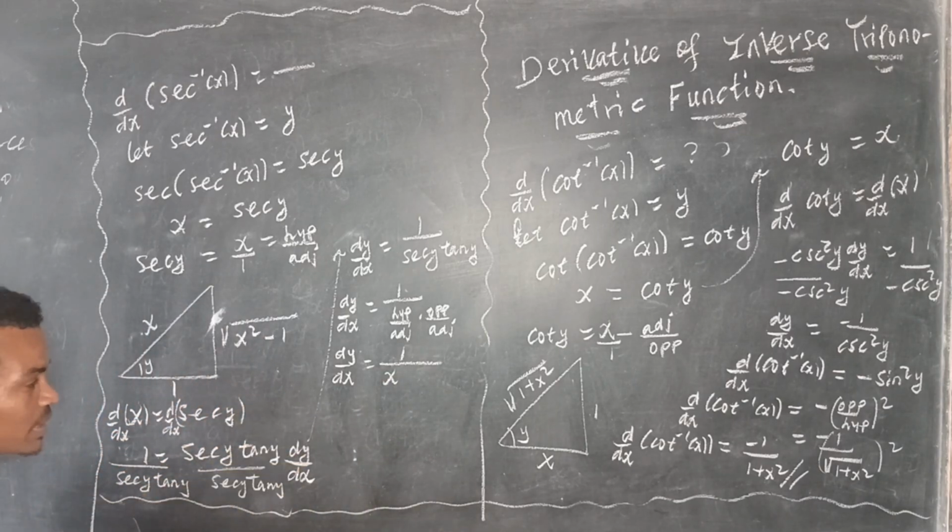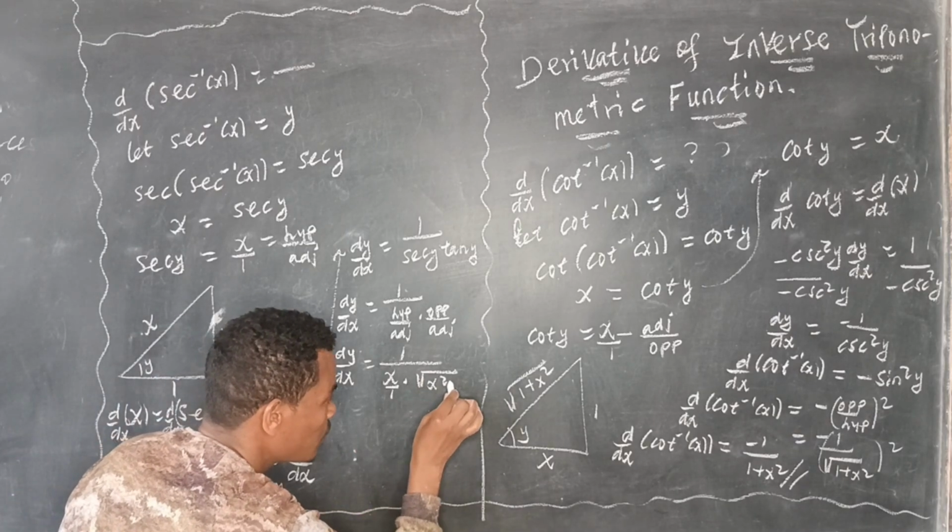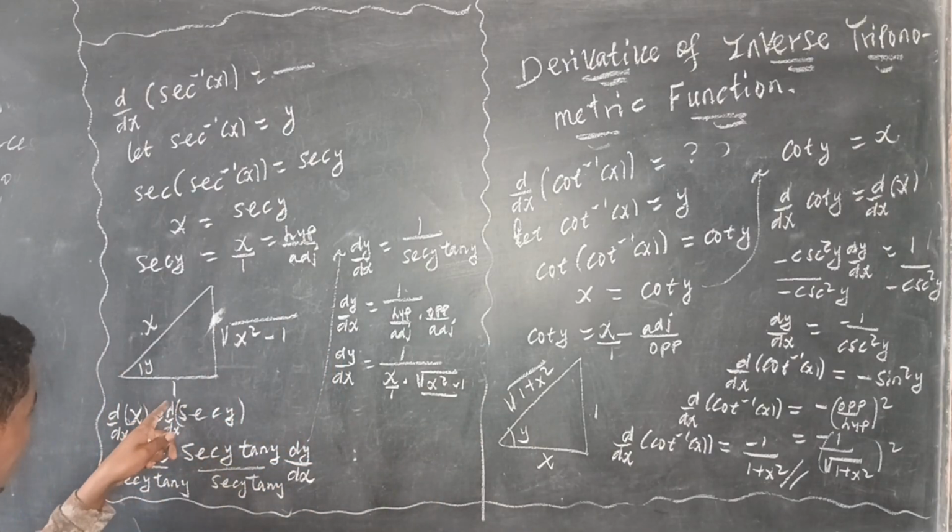So x over 1 is it? X over 1 times opposite is square root of x square minus 1. Square root of x square minus 1 over adjacent is 1.